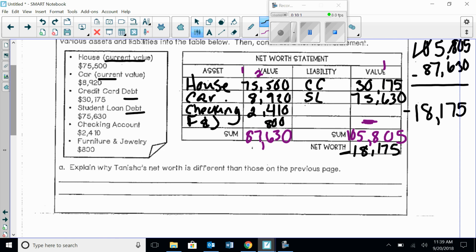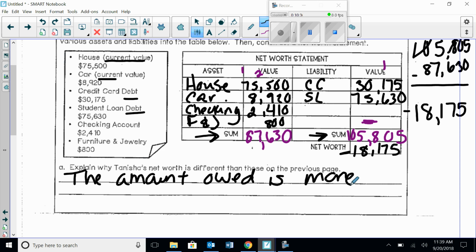Okay, so then let's answer this question. It says, explain why Tanisha's net worth is different than those on the previous page. So in other words, the difference here is this net worth is negative. Why is this net worth negative? Well, because if you look here, her sum here is more than her sum for her assets. So the amount owed is more than she owns. So net worth is negative.